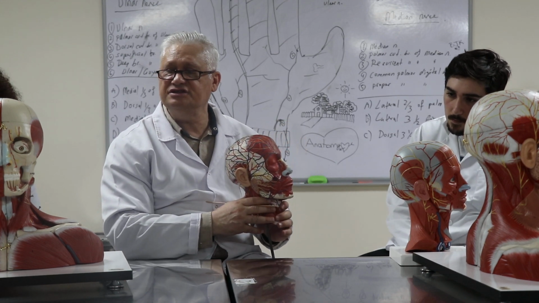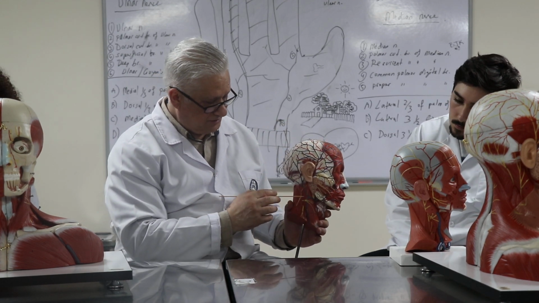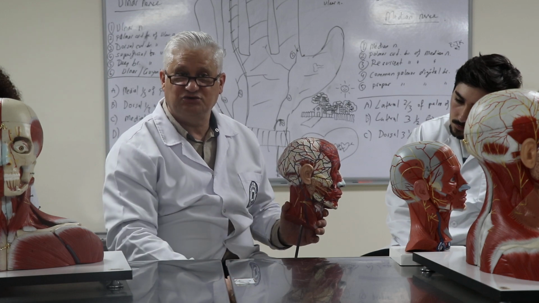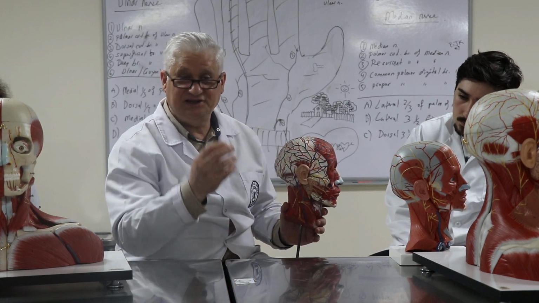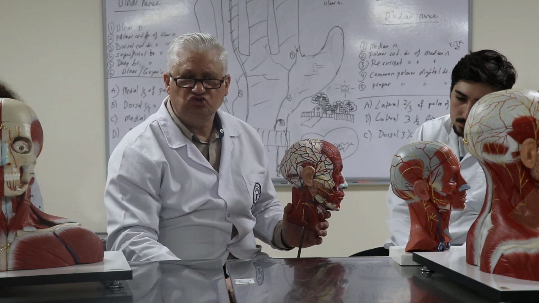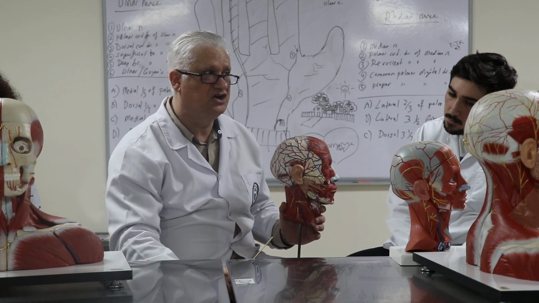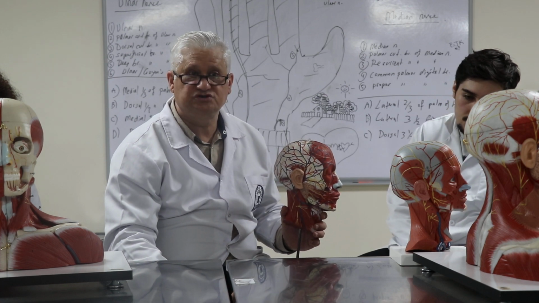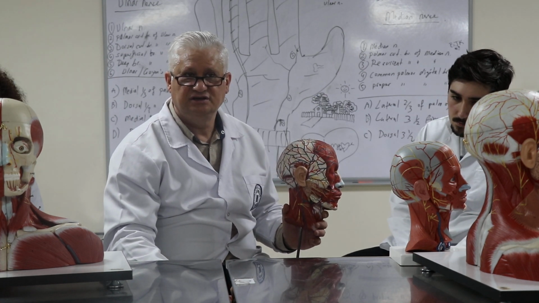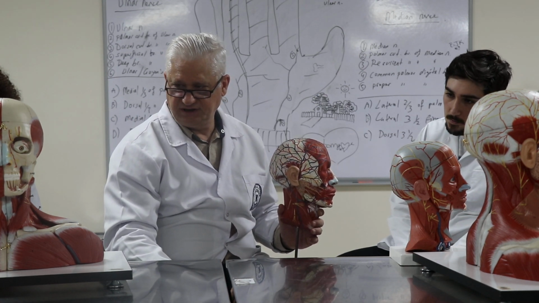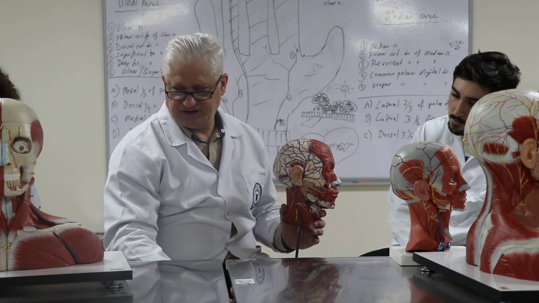The other thing is that there's a muscle located in the superficial fascia of the neck. Who can tell me? Platysma, right. So where is the platysma located? In the superficial fascia, in the neck. And that's the platysma.